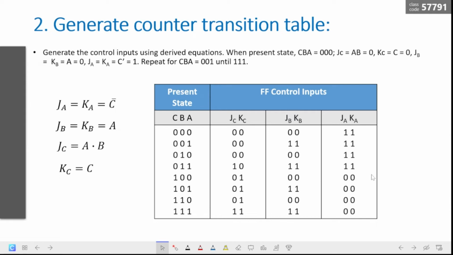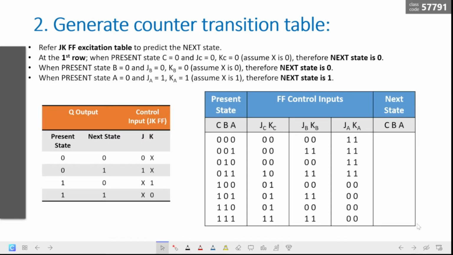Okay, here's a better look at the table. All right, now that we have this table, next we're going to add another column next to the FF control input, which is the next state. Remember, when generating the counter transition table, we already have the present states and the FF control inputs. Now we need to find out the next state of this counter. Let's try to do T first.